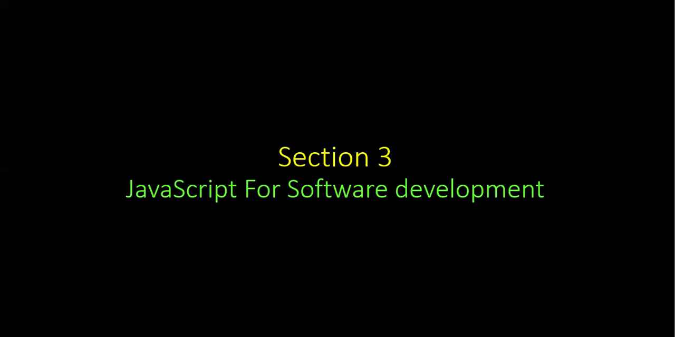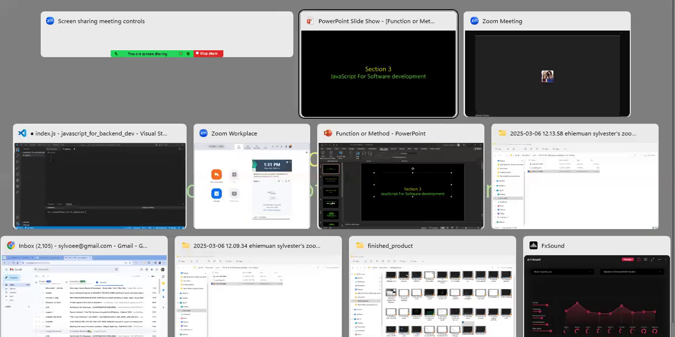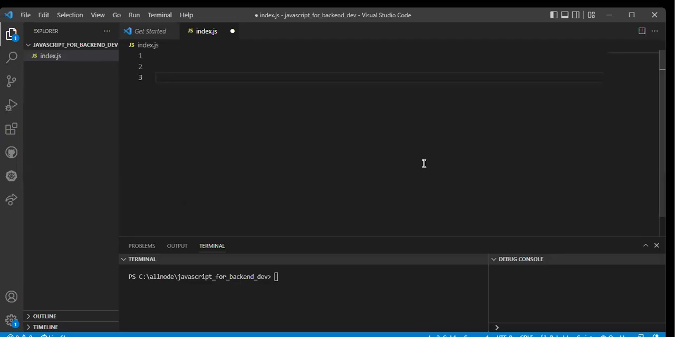Okay, congratulations if you've made it to this stage. This is session 3 of JavaScript for software development. Before now we talked about functions and we talked about loops. In this section, we want to move into data structures and see how we can actually deal with data. So let's quickly look at data structures as the case may be.